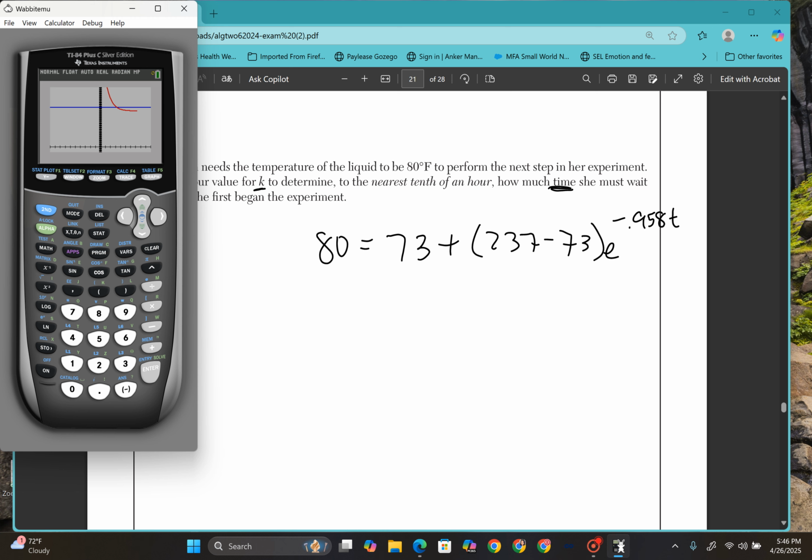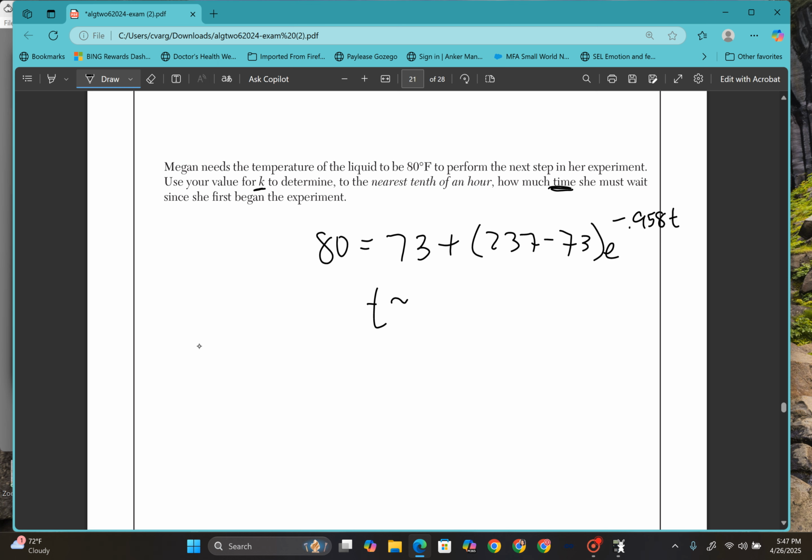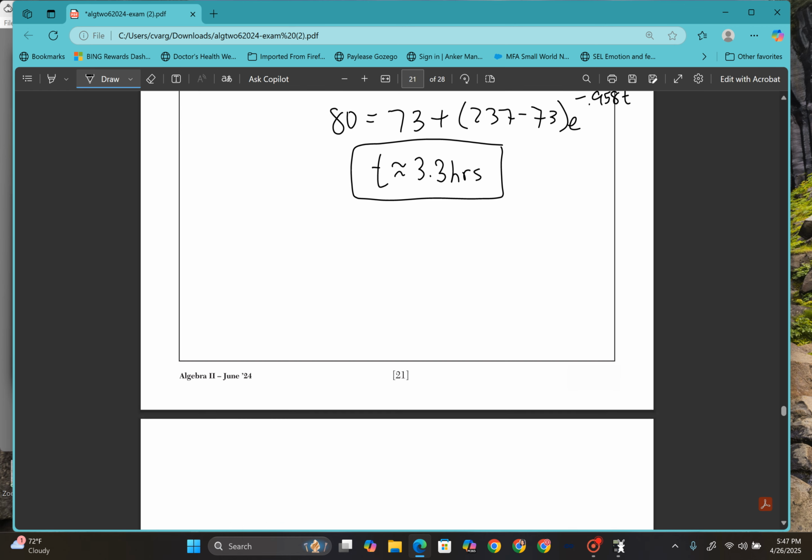Cool. So I'm going to finish letting it graph, and then now I'm going to hit second trace, option number 5 again. I'm going to go over to where they meet, so somewhere as close as possible. This is our last question. Cool. So this is about 3 point, and it says to the nearest tenth of an hour. So that means that t is about 3.3 hours. Cool. We're done. That's it. All right. Good job.